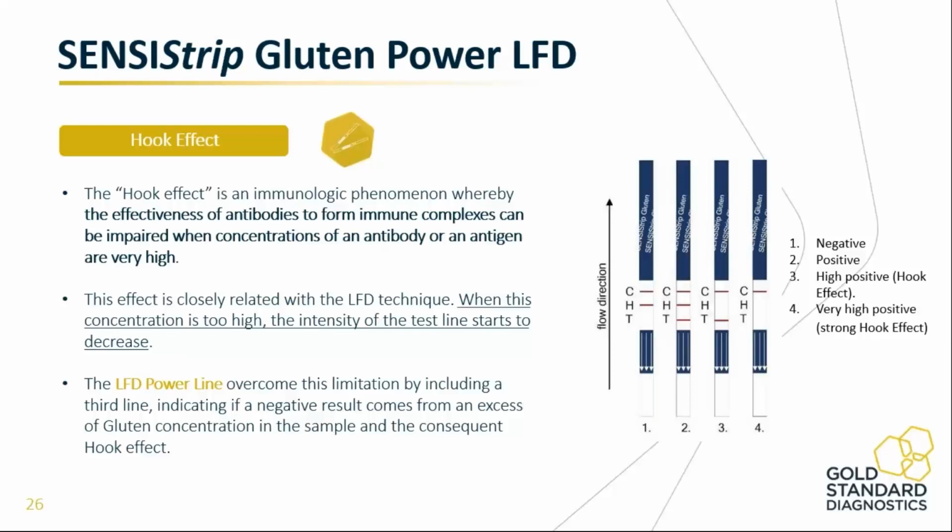And in number 4, we see that there is no test line and there is no hook line. So here's where we see the difference between example number 1 and example number 4. In both cases, we cannot see a test line, so we could think that both are negative samples. But thanks to the hook line, we can differentiate between number 1, which is a negative sample, and number 4, which is a very high positive sample, in a way that the test line has disappeared because of the hook effect. So this is the idea, that we will be able to differentiate between negative and very, very high positive samples.